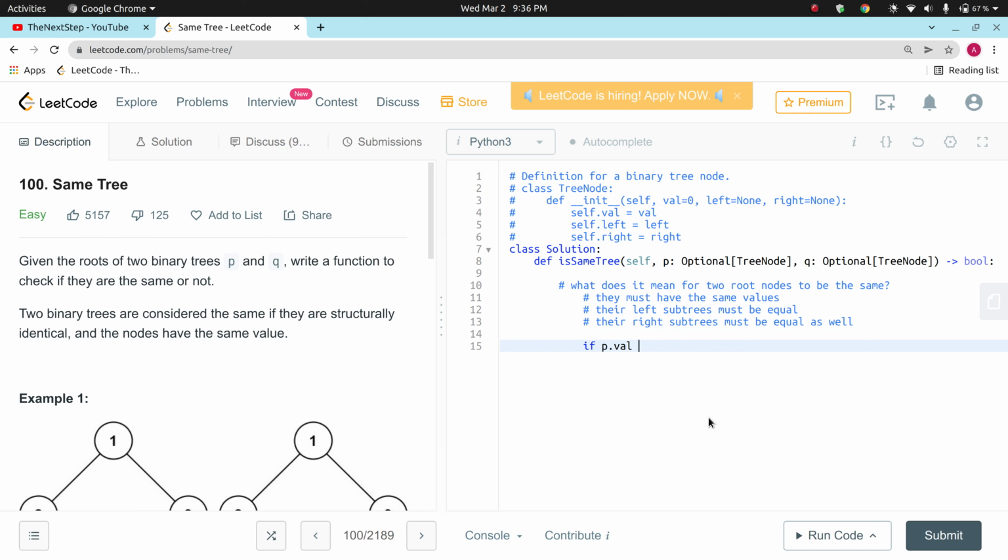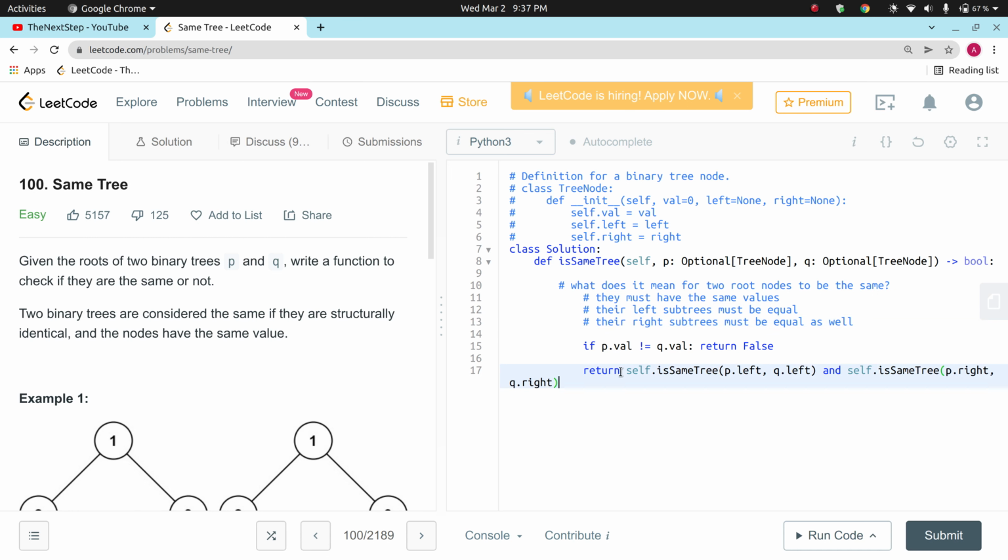So, how that manifests is in this way. Basically, I want to check whether P and Q have the same values. If they don't, I can immediately say, no, they are not the same trees, right? If the root nodes themselves do not have the same values, they're not the same trees. Now we move on to the more interesting part, which is, okay, their left subtrees must be equal. So I'm just going to delegate this computation to a recursive call, alright? So it's self.isSameTree. Are the left subtrees of P and Q the same? If yes, are the right subtrees of P and Q the same as well, right? Because we want both their left subtrees and their right subtrees to be equal.